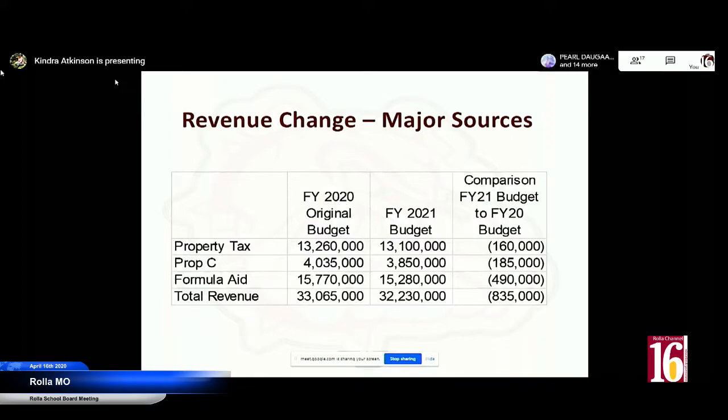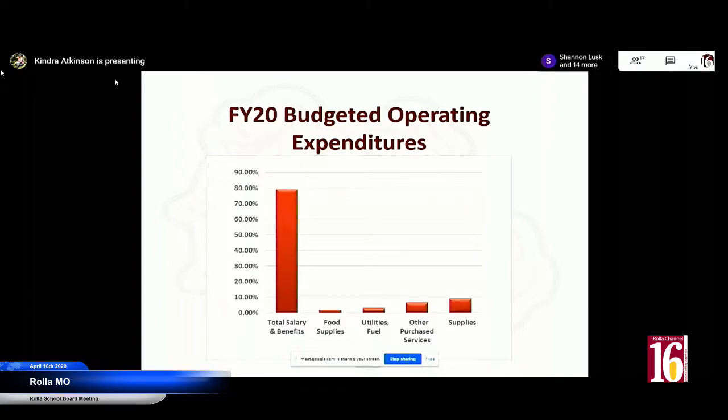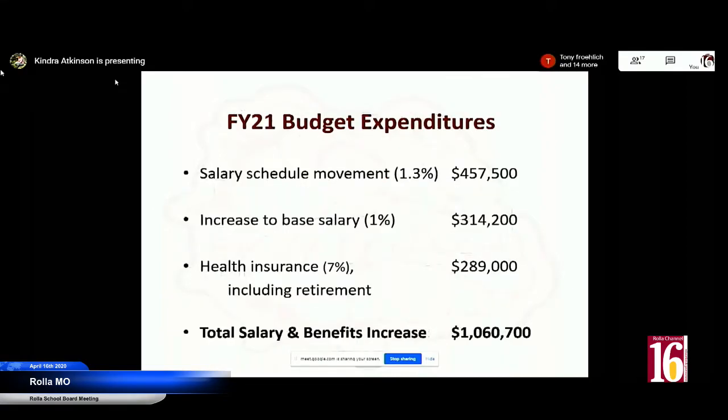Okay. So our budgeted operating expenditures, as you're aware, are 80% attributed to salaries and benefits. Looking at that for next fiscal year, just to operate the salary schedule, so movement on the schedule, which is an average increase of 1.3%, has a cost of $457,500. For every percent we increase the base, it's a cost of $314,200. And at this point, we're looking at a budgeted increase to insurance of 7%, which is an increase of $289,000.